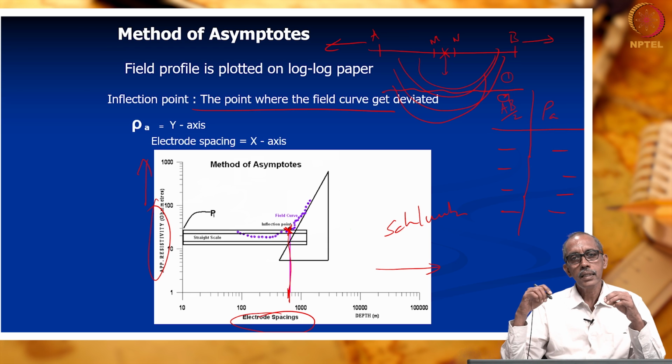This method is the simplest. What we are doing here is, we are drawing the resistivity curve.